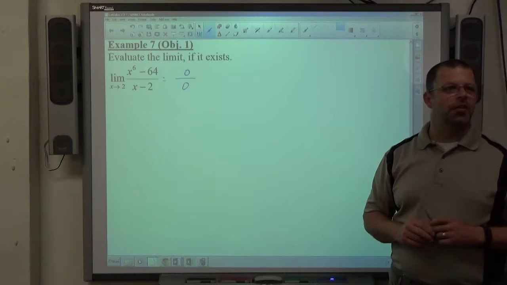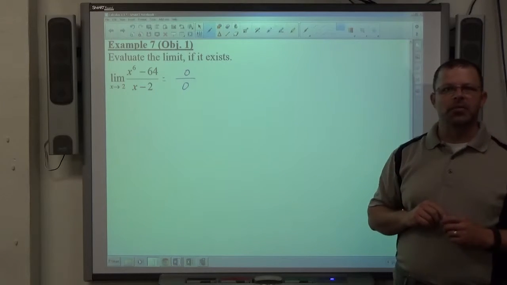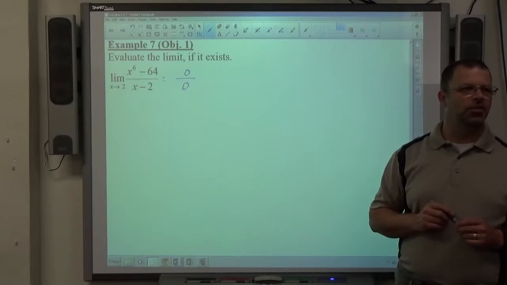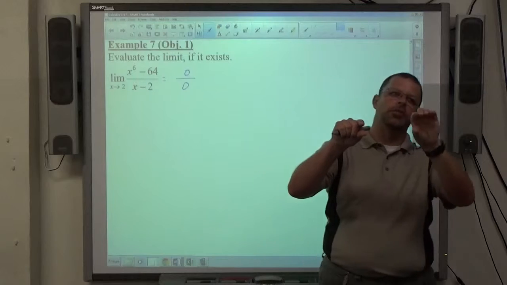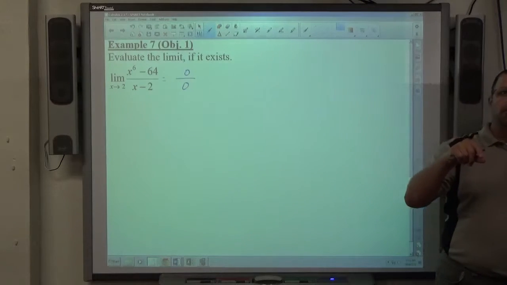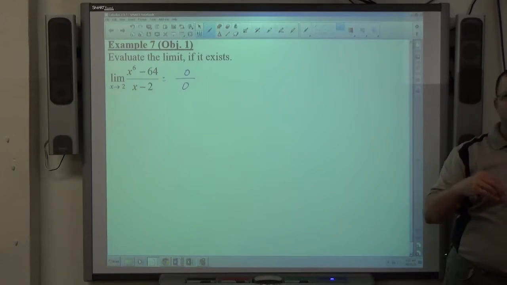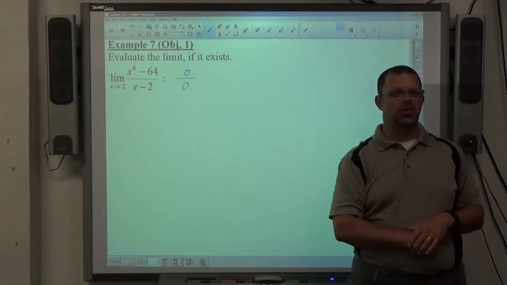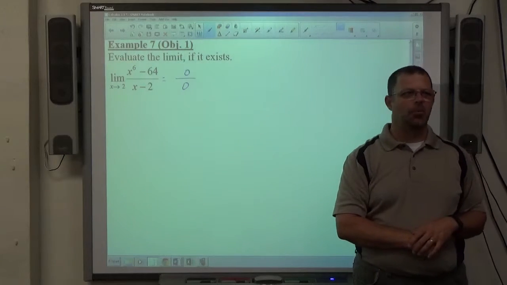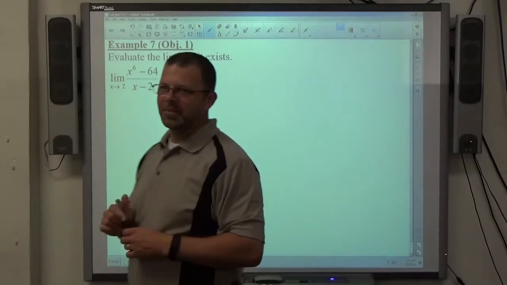I'll give you another option other than factoring. In this specific example, you could divide. Long division. x minus 2 into x to the 6th plus 0x to the 5th plus 0x to the 4th plus 0x cubed plus 0x squared plus 0x minus 64. Do all the division stuff, and your quotient will not have an x minus 2 on the bottom. That works also. That's a lot more tedious than what I'm going to show you.